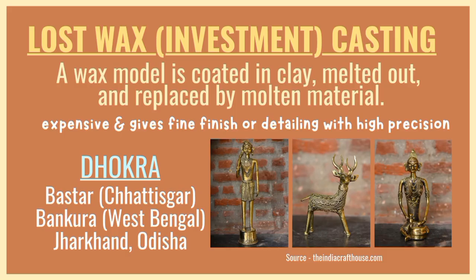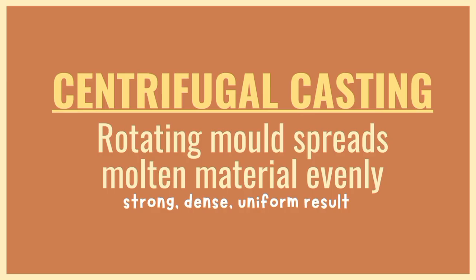Next we have lost wax or the investment casting, where a wax model is coated in clay, then the wax is melted out and instead the molten material is placed inside it and then again left to dry. Dhokra, a very important craft, is using this technique. It is also mentioned in your painting 11 and 12 books. Next we have the centrifugal casting, where the mold is continuously rotating and it spreads the molten material evenly.